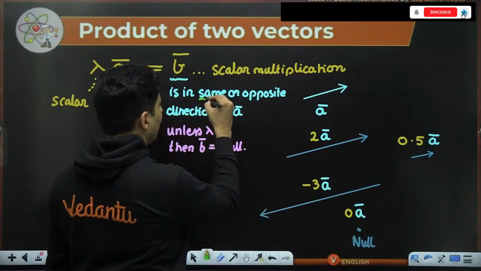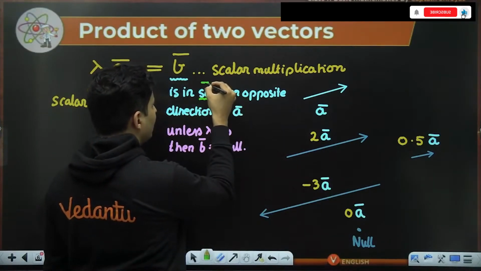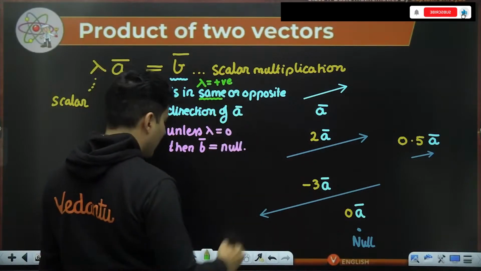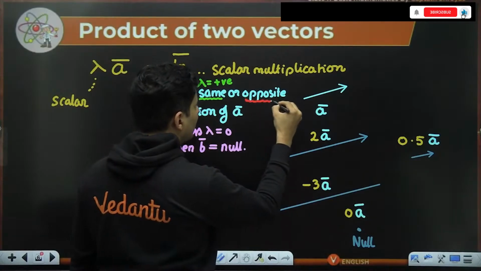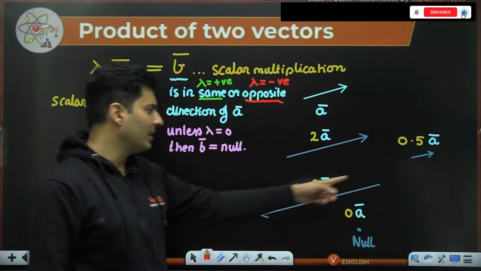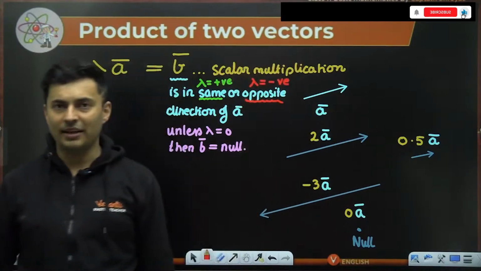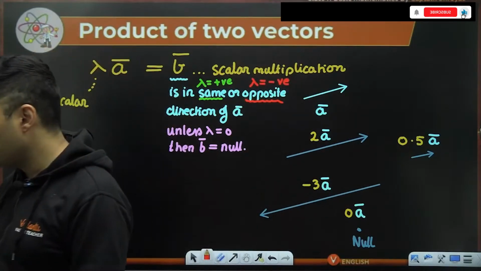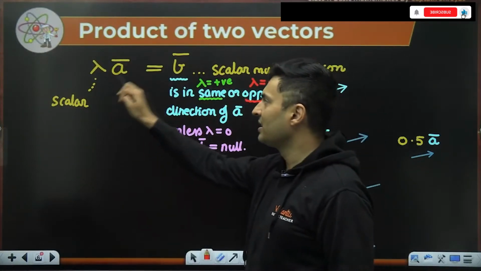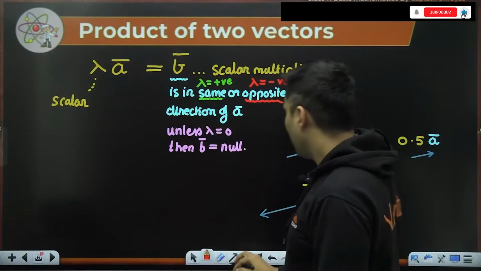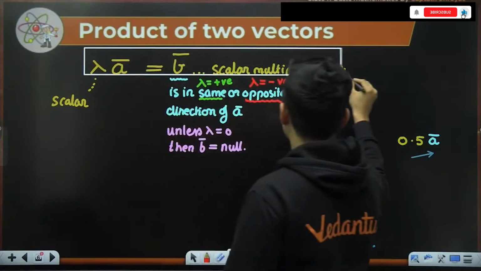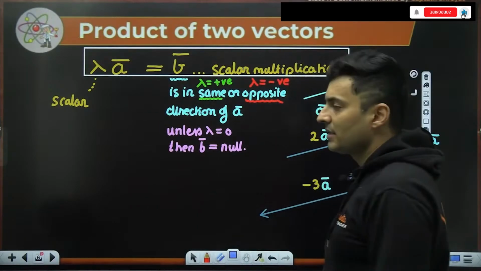If lambda is positive, if lambda is nothing but a positive number, it is the same direction, and it will be in the opposite direction if lambda is a negative number. It kind of makes sense. Negative means opposite direction, positive means same direction. Is this absolutely clear, everyone? What is the meaning of the term scalar multiplication? Taking a scalar multiplying by a vector gives me another vector over here. That is called scalar multiplication.